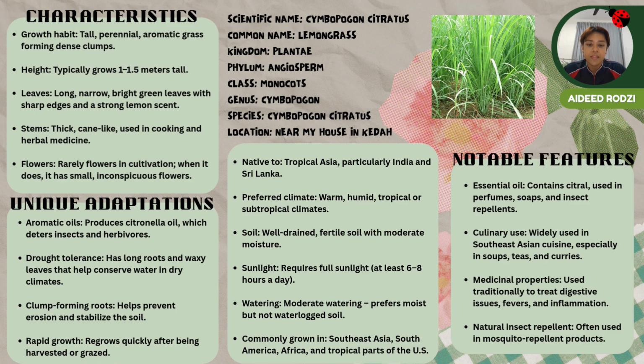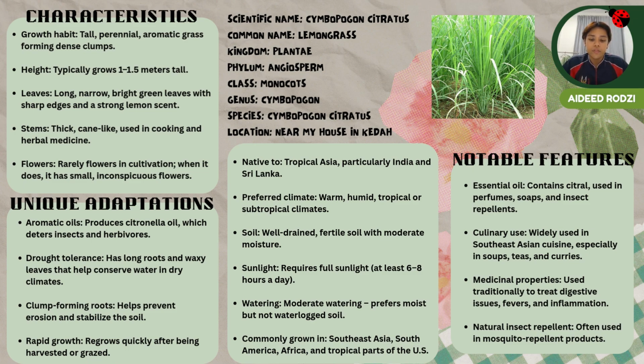The scientific name is Cymbopogon citratus. The common name is lemongrass. Kingdom is Plantae. Phylum is Angiosperm. Class is Monocot. Genus is Cymbopogon. Species is Cymbopogon citratus. Location is near my house in Kedah.